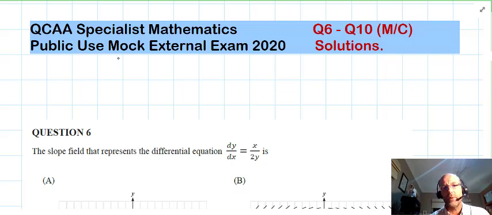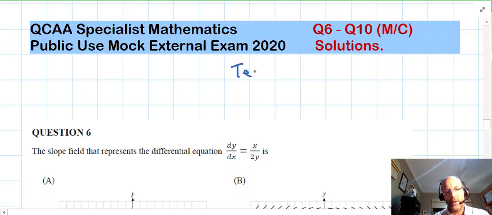Okay, welcome back everyone, and we're looking at the public use mock external exam or public sample from 2020 released by QCAA for Specialist Mathematics, and we're going to look at the questions from 6 through to 10 on the Paper 1 tech-free exam. Okay, so this is the tech-free Paper 1.